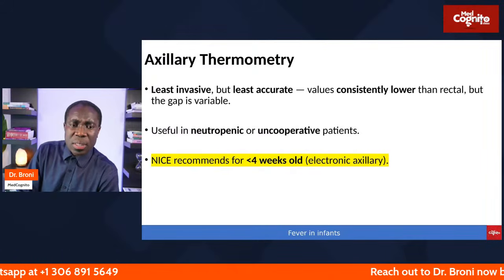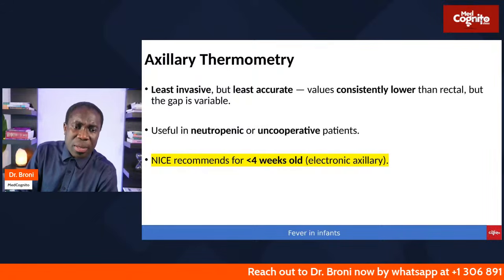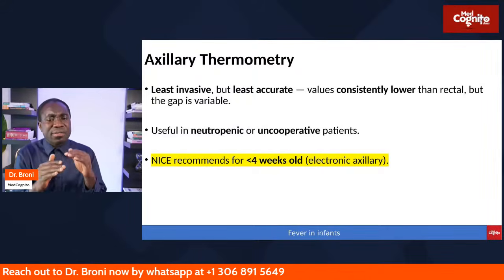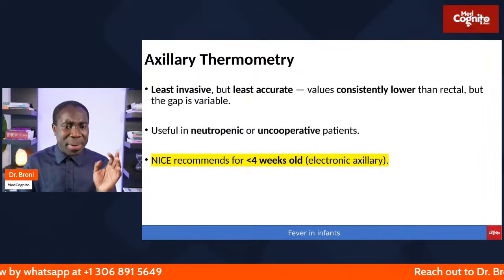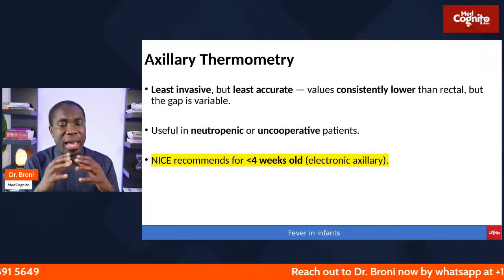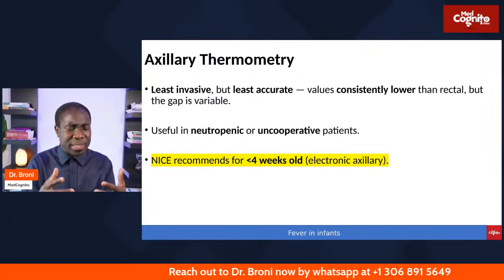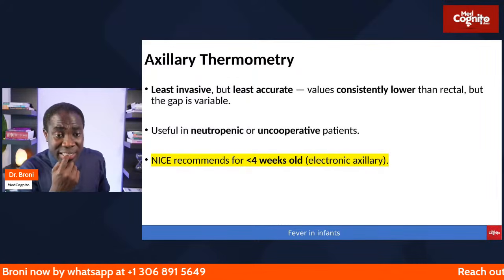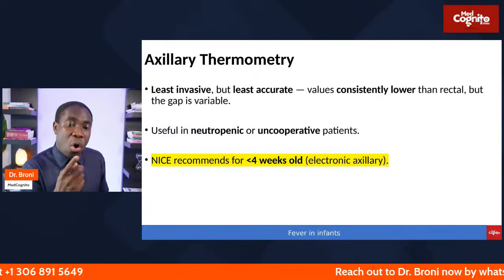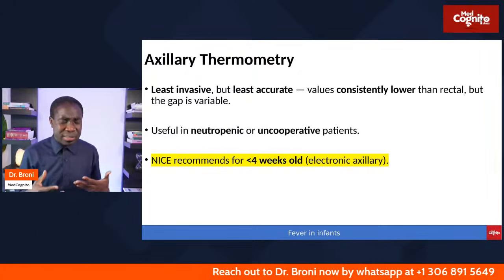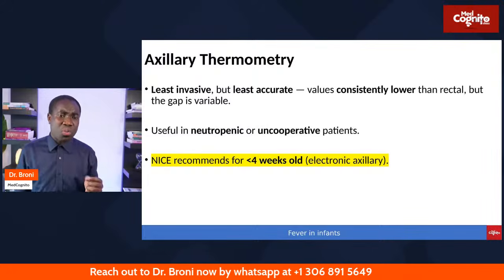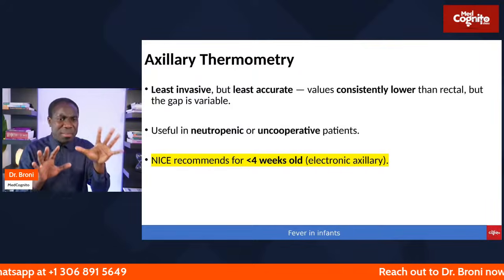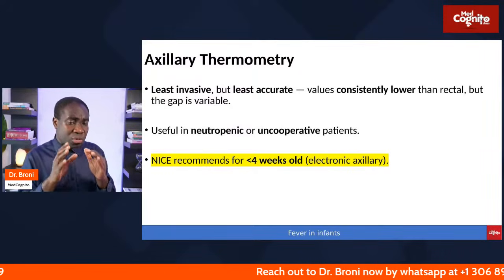Okay. What about axillary thermometry? It is the least invasive, but least accurate. And its values are consistently lower than the rectal, but the gap is variable. Okay. And so if you have a neutropenic patient or an uncooperative patient, like that child who is less than 4 years, who will not take an oral thermometer, or you have a neutropenic patient, a child who has a form of cancer, therefore you don't want to check the temperature from the bum, the best option will be your axillary temperature. So you see, these are the nuances you need to learn in order to be able to ace your exam.